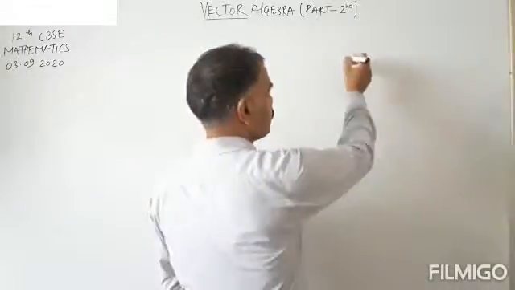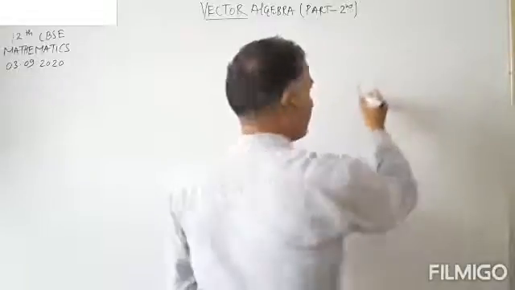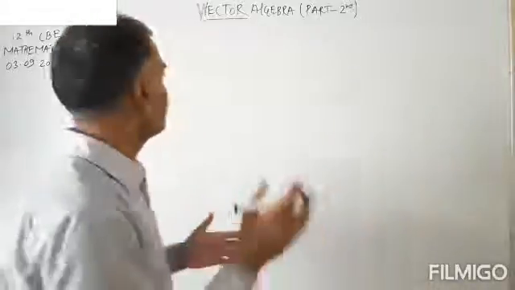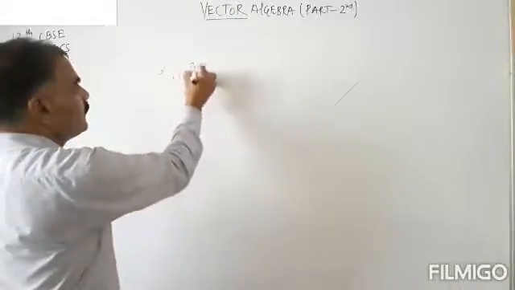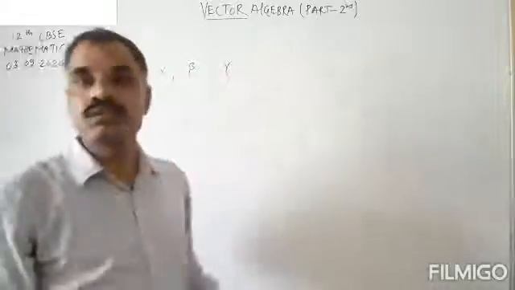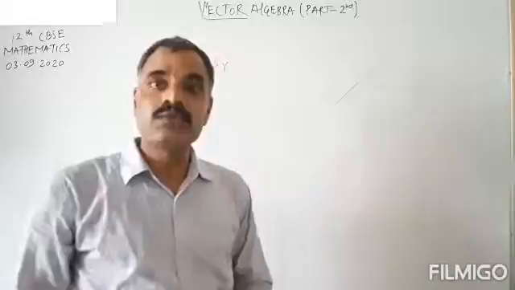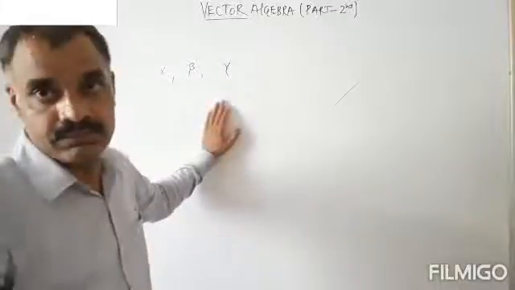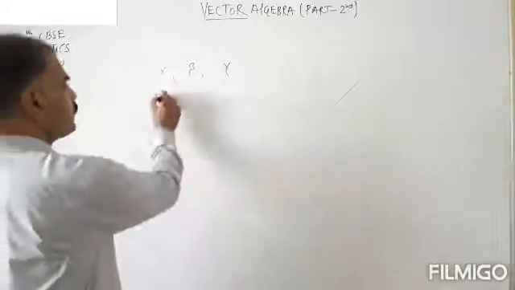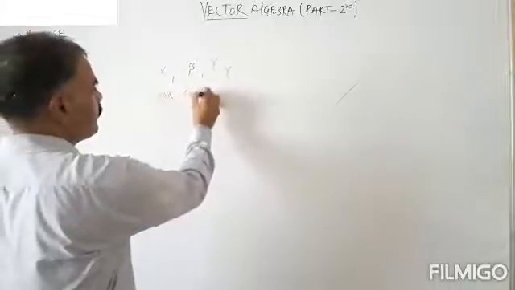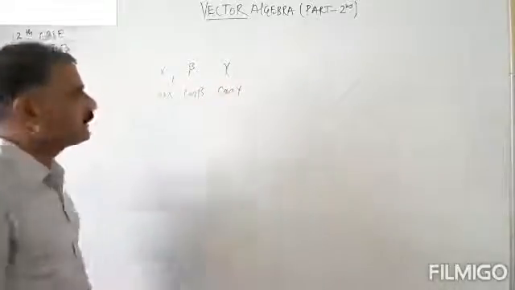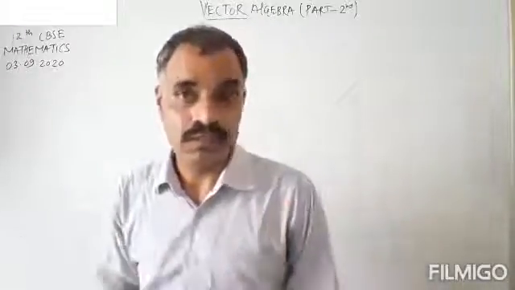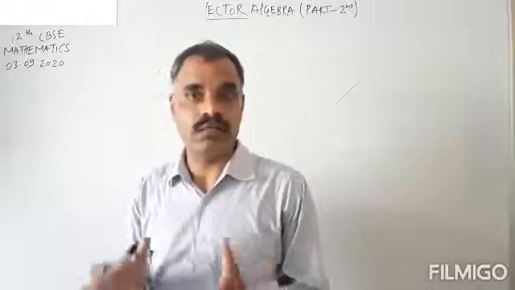Let us suppose that this is a line in three-dimensional space, making angles alpha, beta and gamma with the positive direction of the x-axis, y-axis and z-axis respectively. When we take cos of all these, cos alpha, cos beta and cos gamma, these are called the direction cosines of the line.